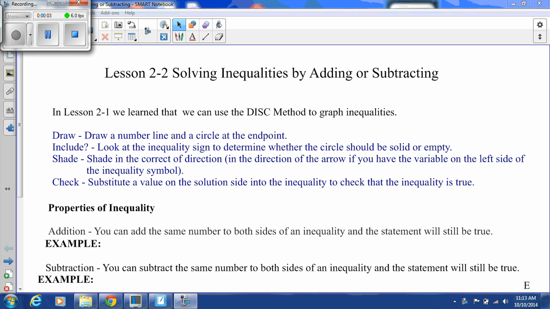Hello. Today we will be solving inequalities by adding or subtracting. This is our second lesson in Chapter 2 Algebra. Let's think about what we learned in Chapter 1.